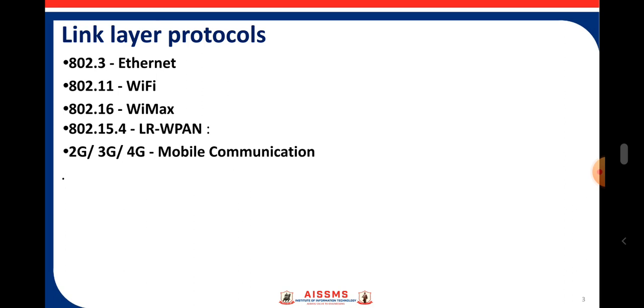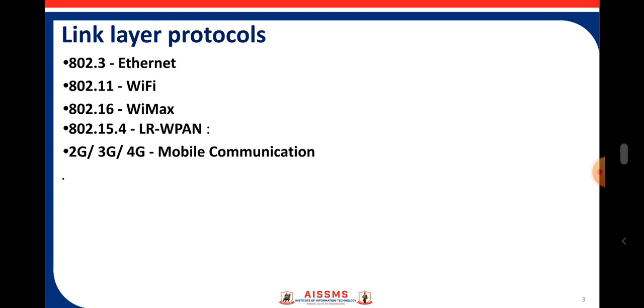The next is 802.16. This IEEE 802.16 is a collection of wireless broadband standards, including extensive description of the link layer. This standard provides data rates from 1.5 Mbps to 1 Gbps. The next is 802.15.4 LR-WPAN. This is a collection of low-rate wireless personal area networks. These standards provide data rates from 40 kbps to 150 kbps.